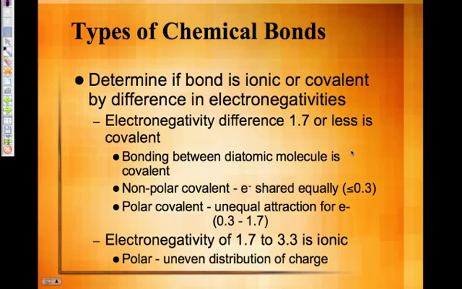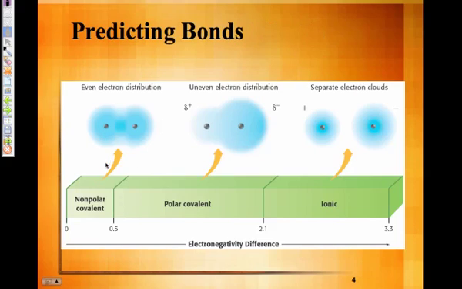If the electronegativity difference is from 1.7 to 3.3, it's ionic. And ionic bonds are always polar because there's always an uneven distribution of charge. One atom has actually taken away an electron from another. So we are going to, well, this picture here.